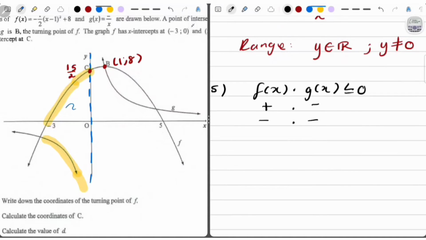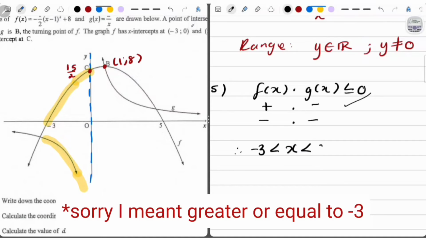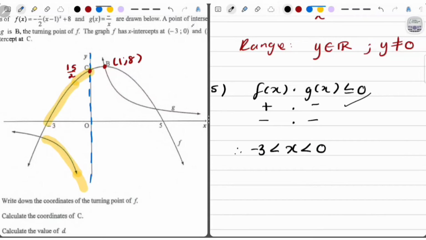I'm seeing places where f is positive and g is negative. That one worked out. This happened where x was greater than -3, but less than 0. Okay, so that's the first part I find. Let me find another part. I use a different color this time. Okay, so now let's just keep going.